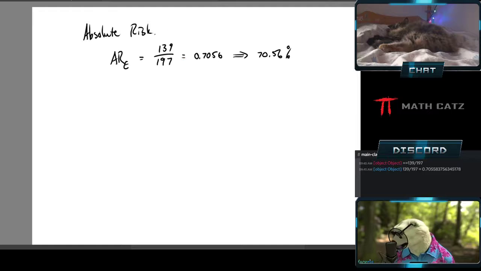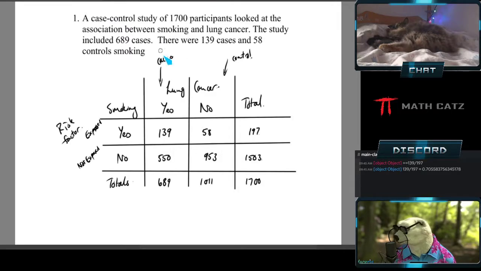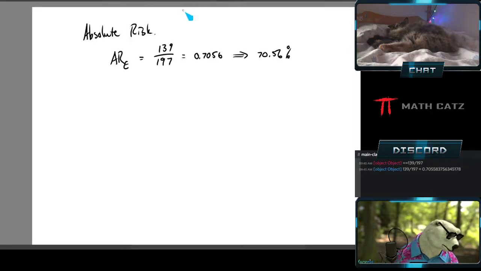That means that 70%, roughly, 70% got lung cancer given they were smoking. Now I do have to, for the simplicity, I just need to remember the most accurate number.